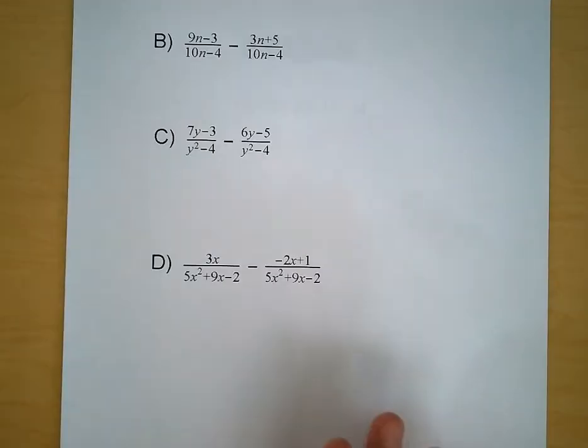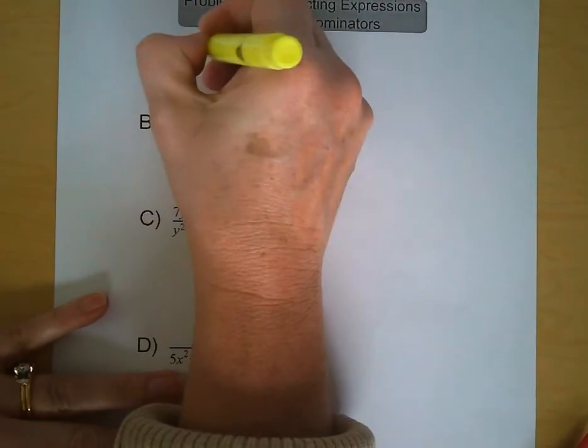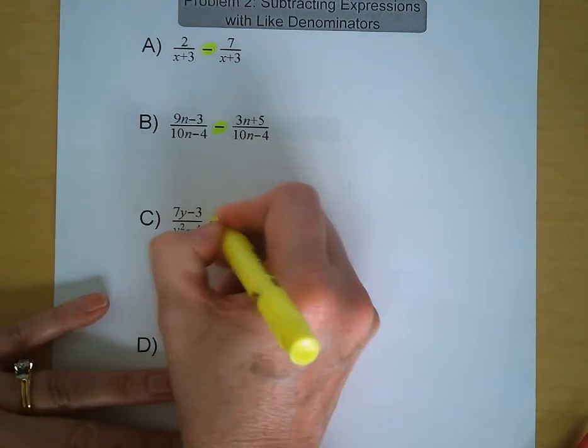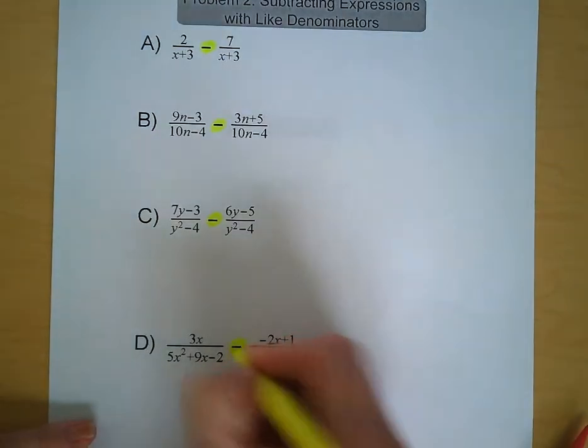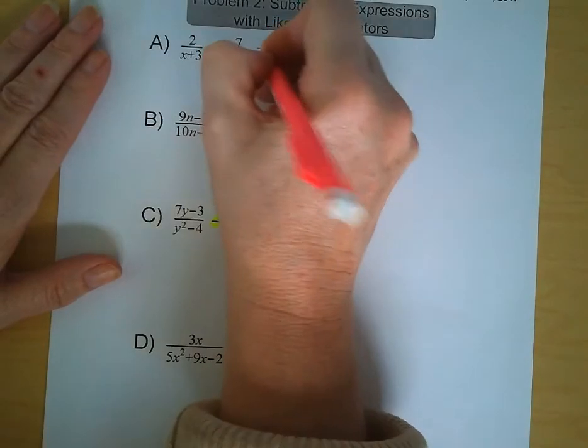All right, moving on. Problem number 2. We have subtracting expressions with like denominators. Ms. Zurzo is highlighting that subtraction symbol. Make sure you guys are paying attention to what operation is happening between these rational expressions.